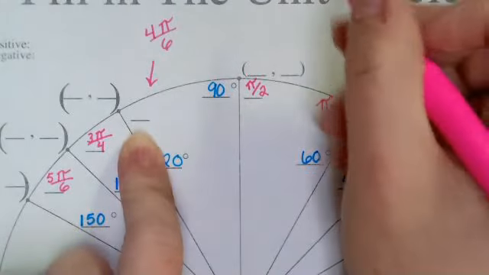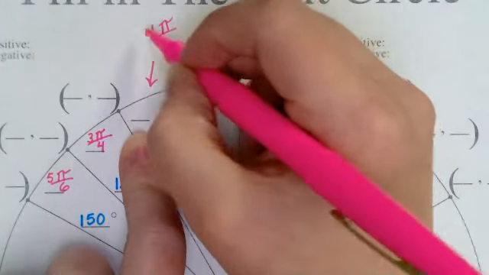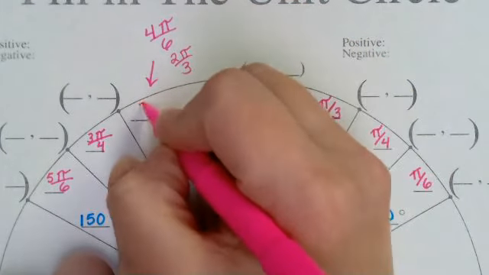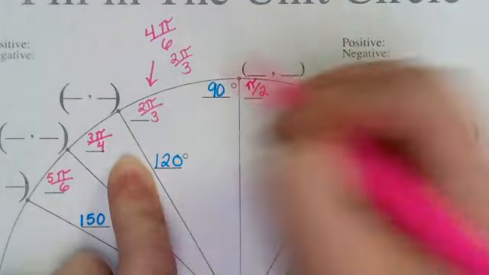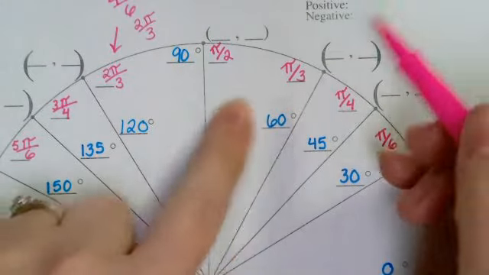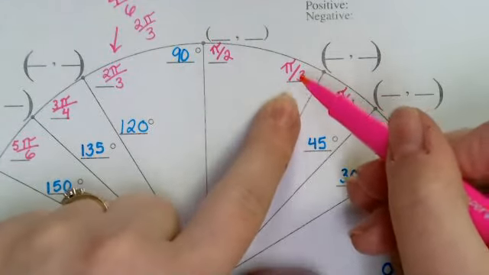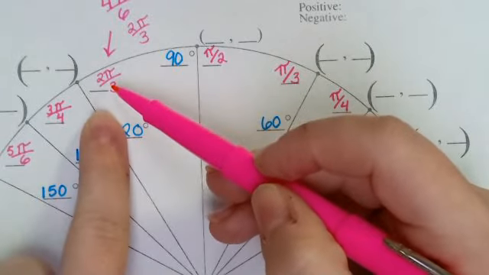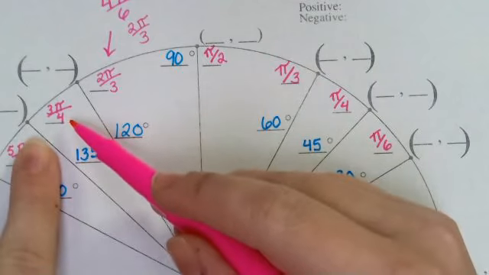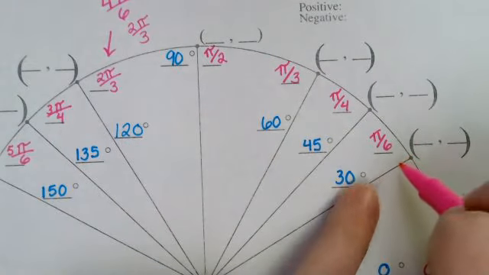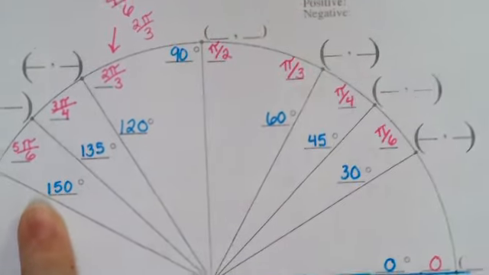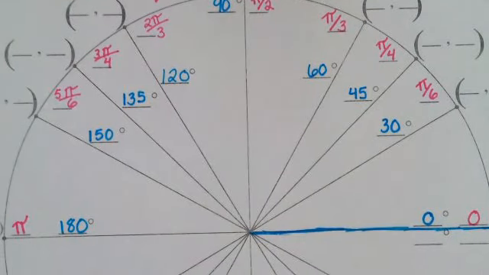Okay, go back to 4 pi over 6. It actually reduces because 2 goes into both of those and it becomes 2 pi over 3. And then look at this, guys. It's so cool. I love the patterns. You see this pi over 3, 2 pi over 3. This pi over 4, 3 pi over 4. We have pi over 6, 5 pi over 6. I just love the patterns that come out of that.